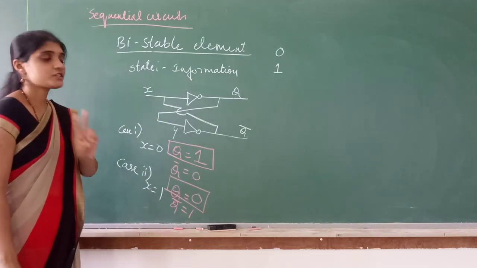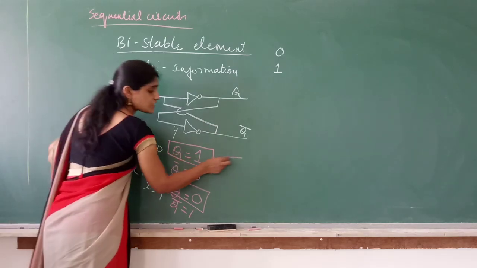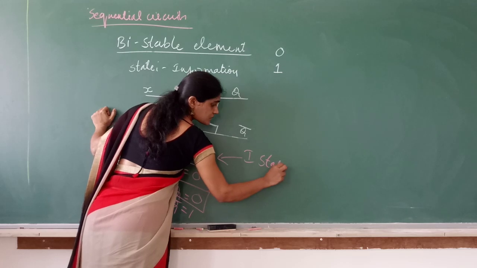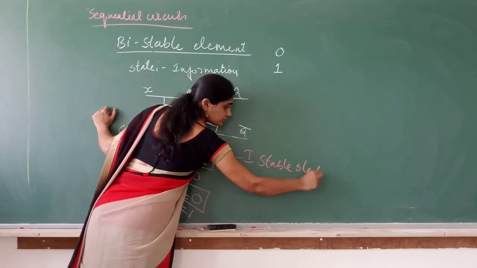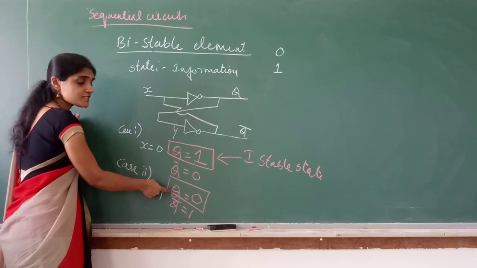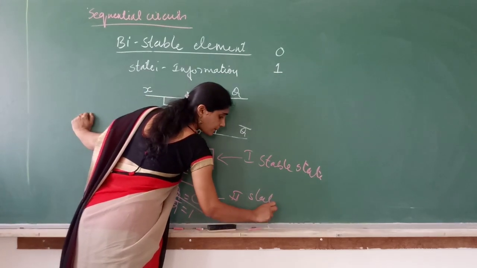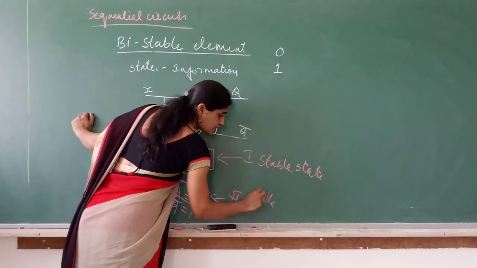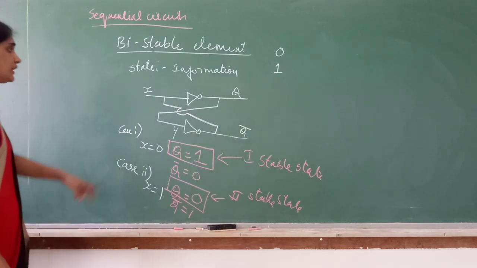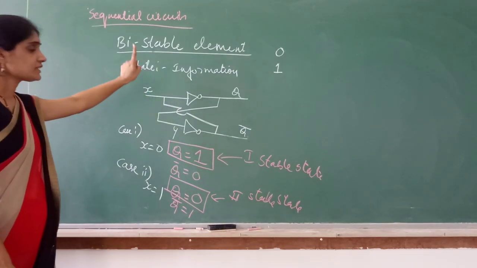We have only two possibilities: X is 0, X is 1. When X is 0, what is the state of the flip-flop? 1. So, this is the first stable state. When X is equal to 1, what is the state? 0. This is the second stable state of the element. So, this is a bistable element. If X is 0, the state is 1. If X is 1, the state is 0.